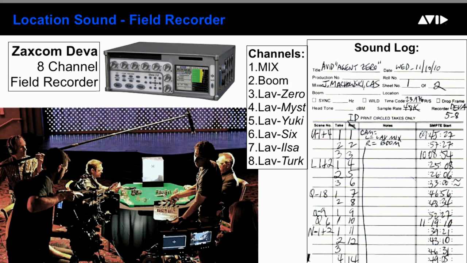Right. So in this case, on set we used an 8-channel Diva hard disk recorder with one boom mic, with 6 lavalier microphones on each of the actors, and then a composite mix making up the complete 8 tracks, right?